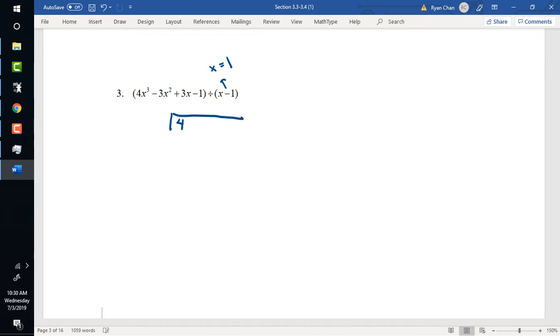So it'll be 4, -3, 3, -1, and my x is equal to 1.